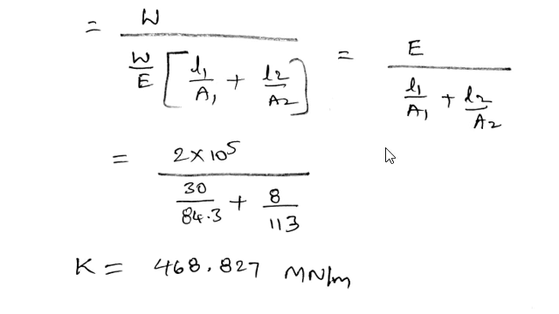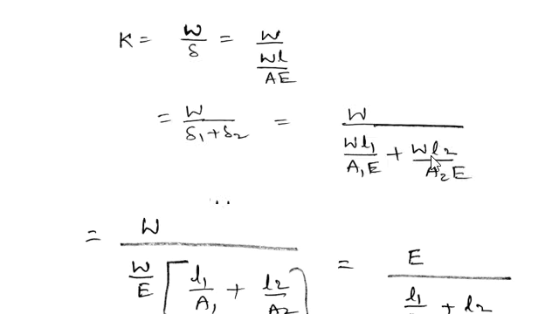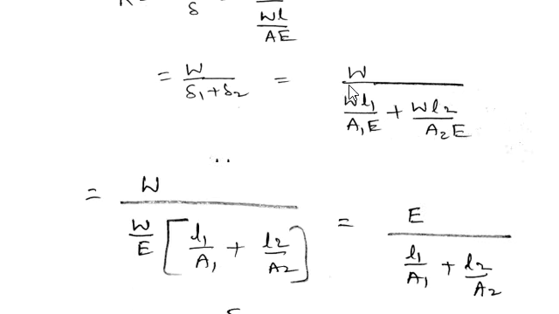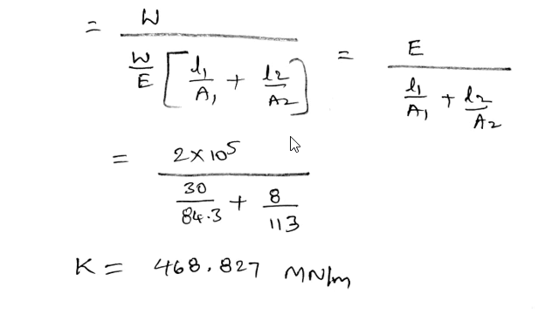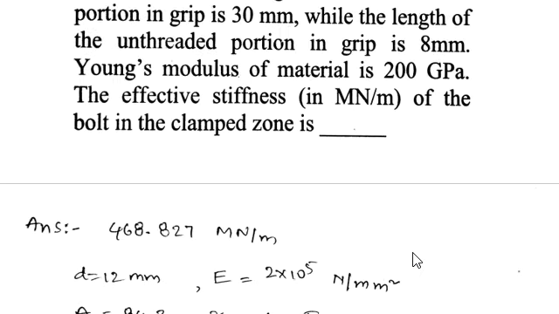And the L1 value is 30 mm, A is 84.3, and L2 is 8 mm. A2 is pi by 4 times 12 square. When you simplify that, we are getting it as 113, and when you simplify this, we are getting the K as 468.827 mega Newton per meter. So this is the answer for this question.